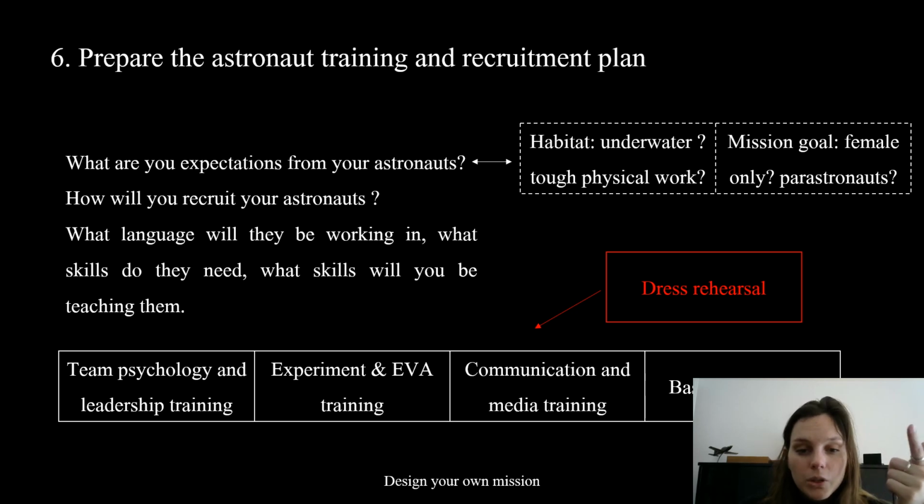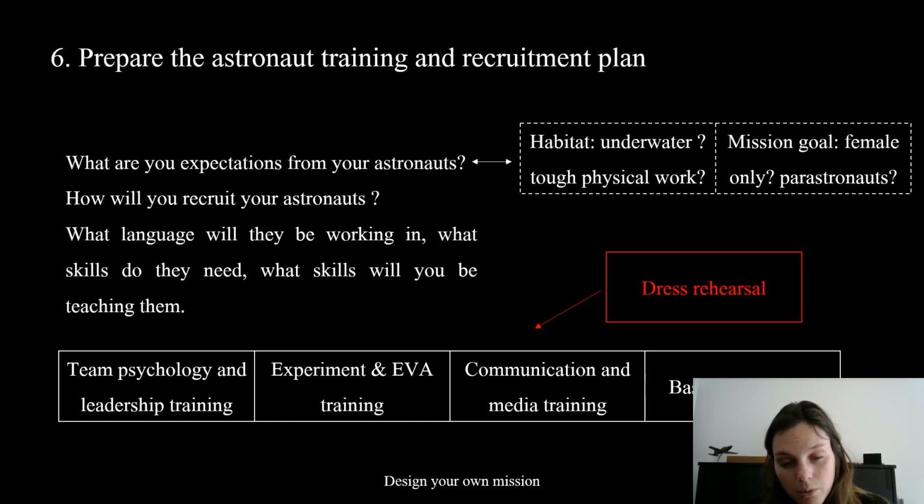Then you need to do experiment and EVA training. You need to teach them how to use the experiment. If you don't do it beforehand, then it's likely they're going to mess up the experiment, because they've got a very tight flight plan and they might be stressed or a bit tired. So you need to do this training before, to make sure that they understood everything and can provide good results. The EVA training is about learning how to put on the spacesuits and how to communicate correctly. It's also a question of health and safety. Obviously, if they don't do any EVAs, you can discard this, but the majority of analogue missions have EVAs.